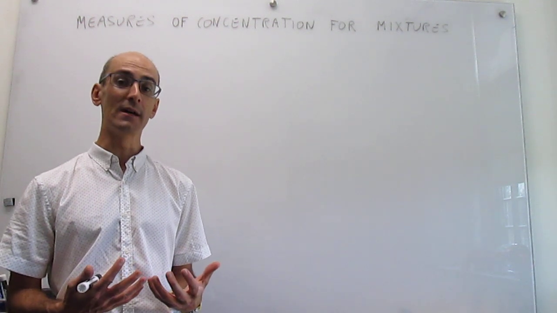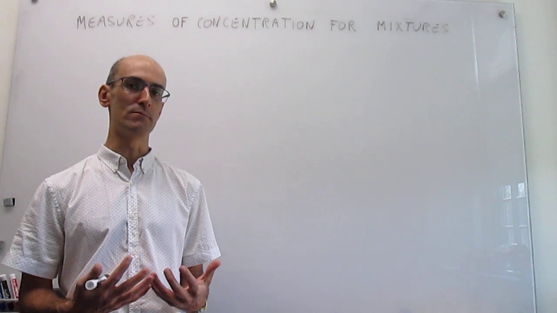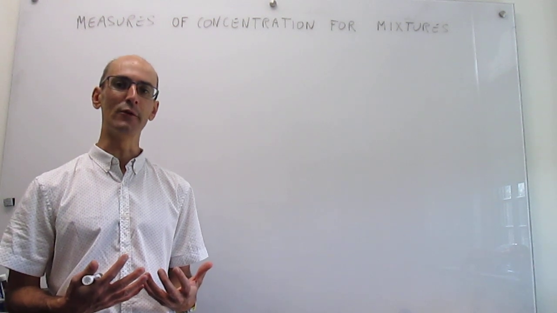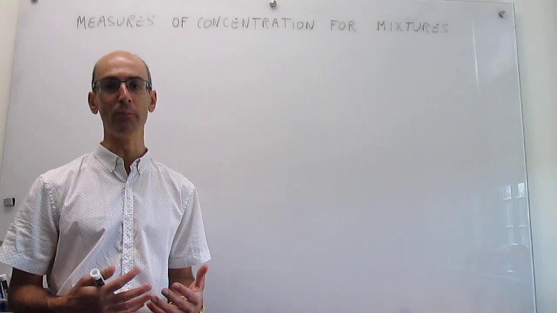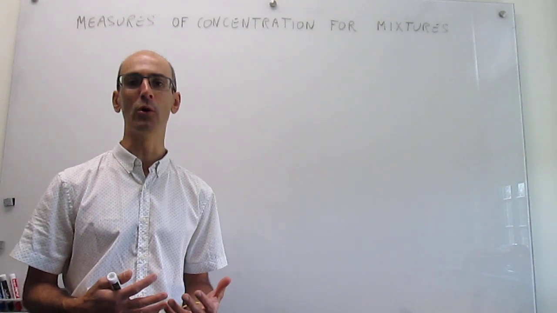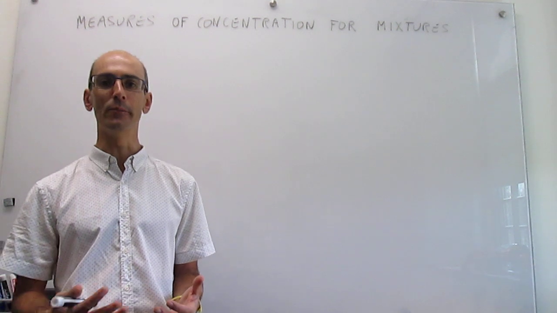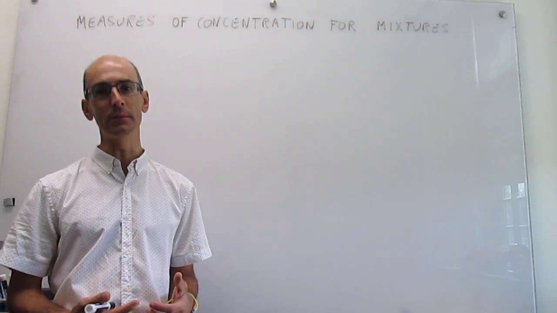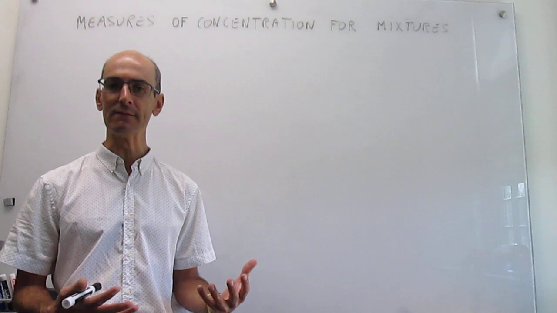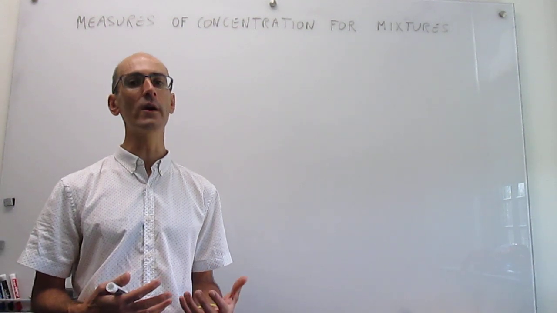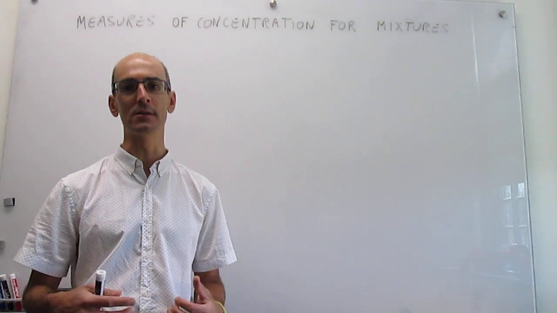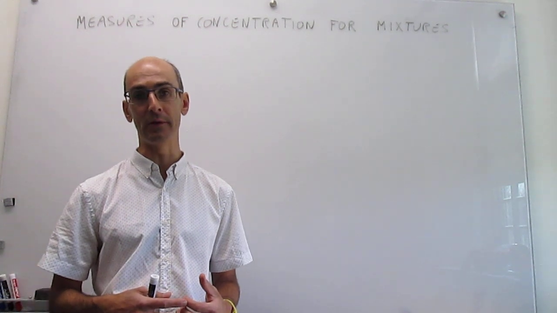Now, most of the time we're going to be looking at binary mixtures, and those are mixtures of only two components. So most of the time you will have that one component will be majority, and we will call that the solvent, and the other component will be minority, and that will be the solute, right? So in this video we're simply going to talk about the common ways that we have to express the relative amounts of those two components in a binary mixture.